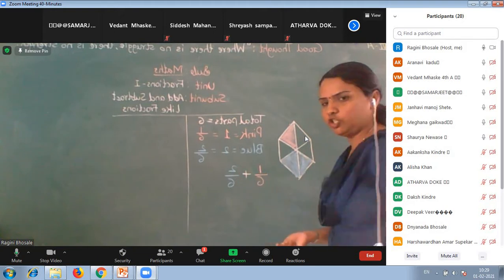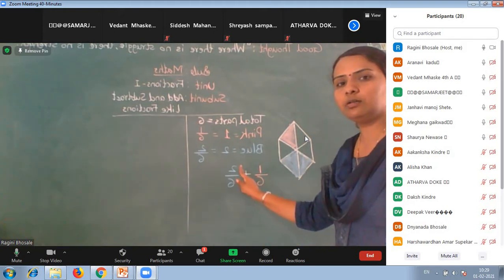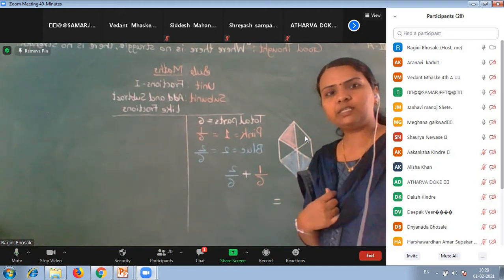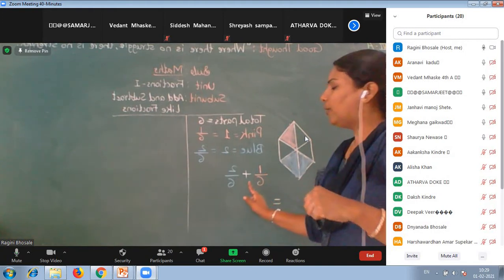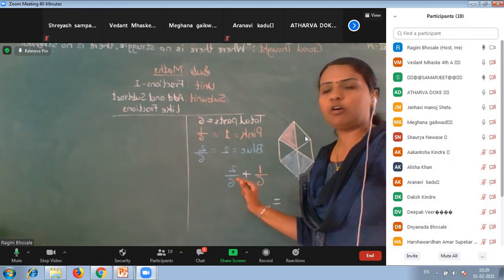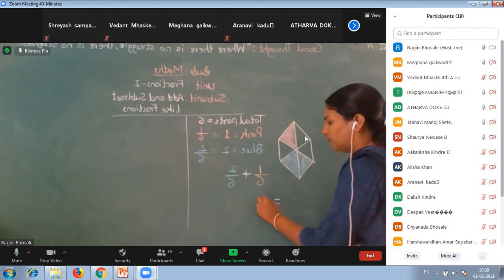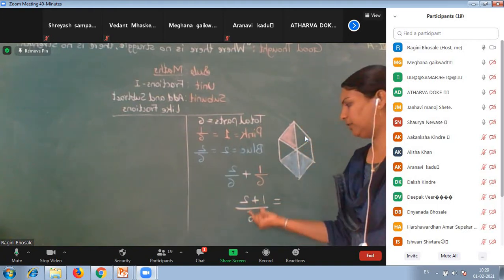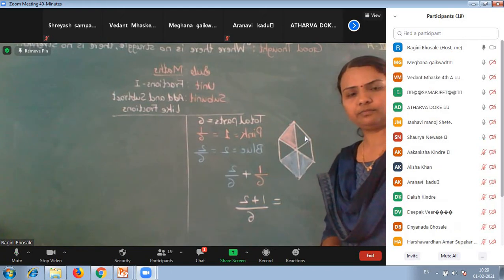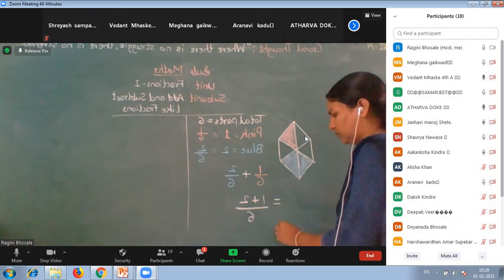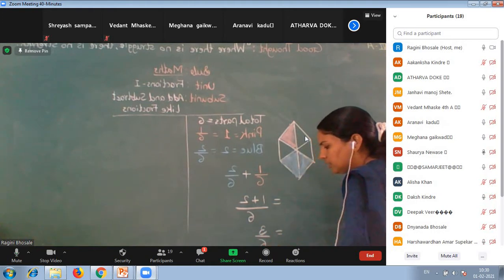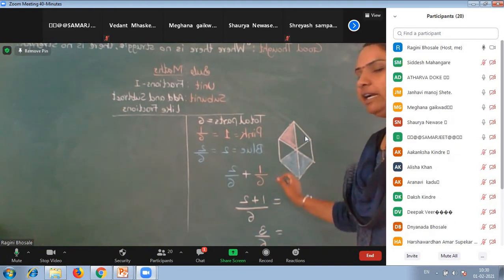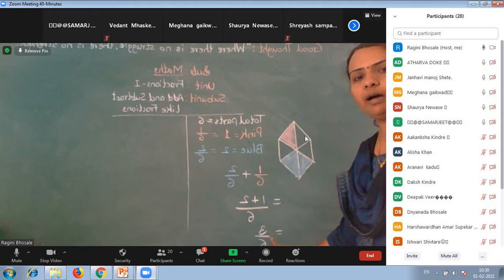And here we have to do the addition. 1 upon 6 plus 2 upon 6. While doing the addition, mute yourself everybody, only the numerators are taken part of. So here 1 plus 2 upon 6. Now tell me what answer we get. Three upon six. Very good. That means we have colored 3 upon 6 shaded parts. That is the fraction of 3 upon 6.